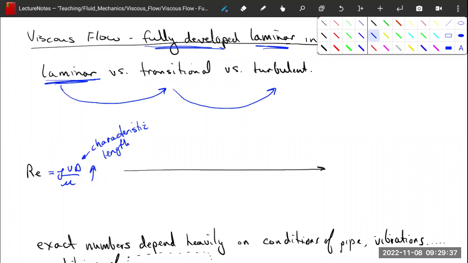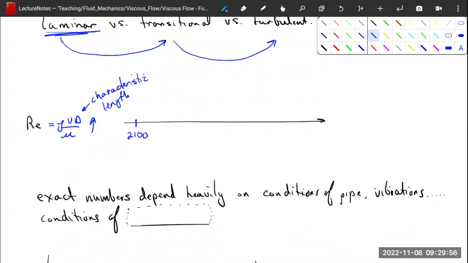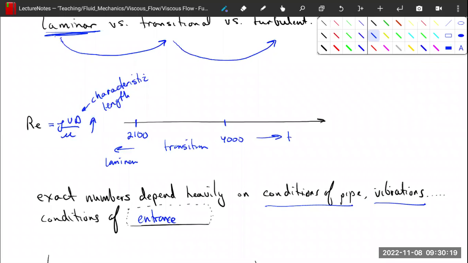But we can compare, for example, the Reynolds number between pipes, because pipes are the same situation. We have a long cylinder and we're flowing fluid inside of it. And so in this, we can say for a pipe that roughly around a Reynolds number of 2100, and this varies based on conditions such as the conditions of the pipe, any vibrations, conditions of the entrance, right? We'll talk about the entrance here in a second. Anything lower than this is laminar. We have a transition region between there and about 4,000 of transition. And above that, we have turbulent flow. Now, again, this is a rough thing.